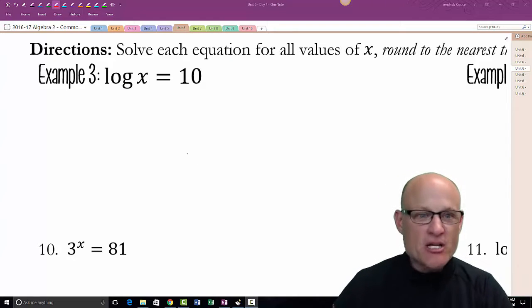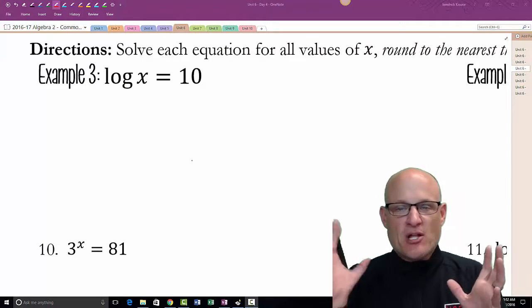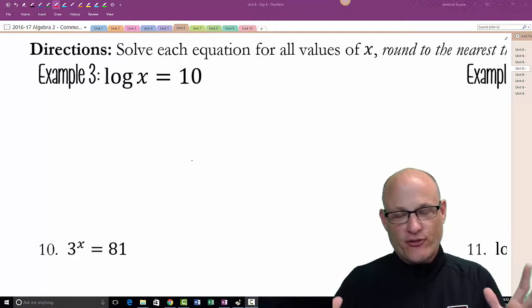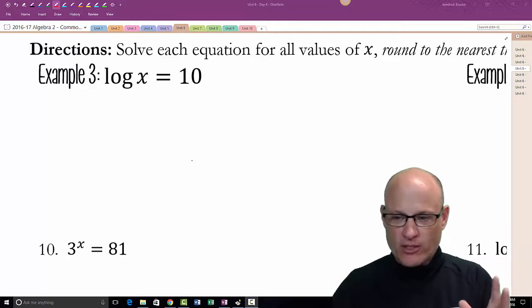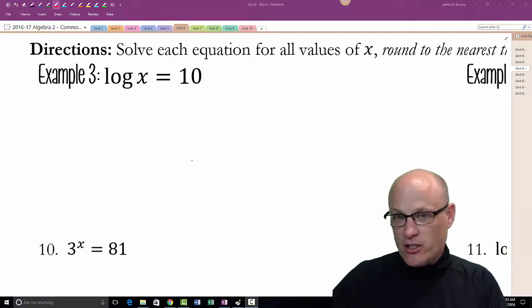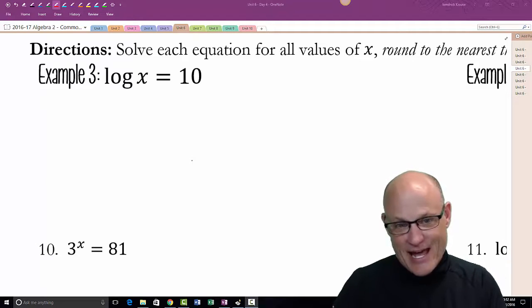Let's get going. All right, so here's how it works. Logarithms and exponentials are inverses of each other. So in order to solve a logarithm, you need to change it to an exponential. In order to solve an exponential, you need to change it to a logarithm. It's as easy as that.